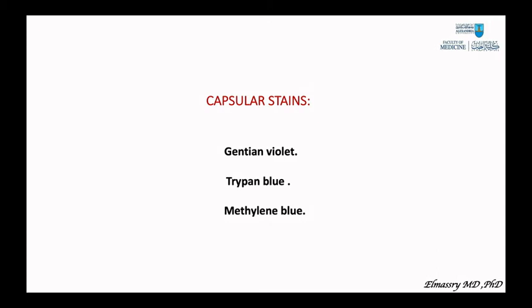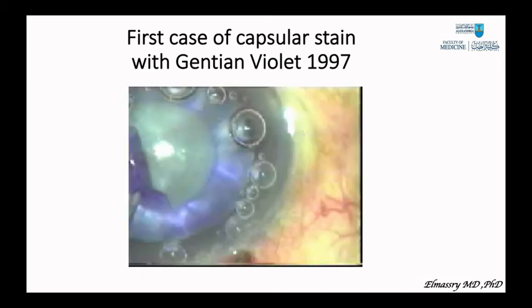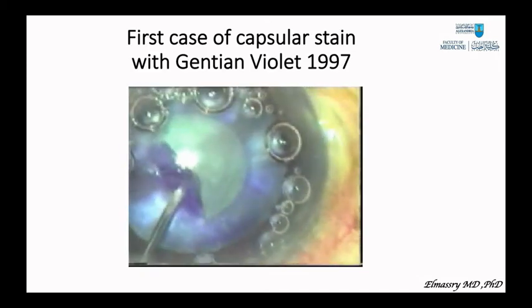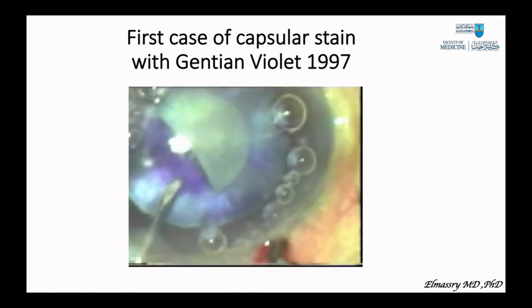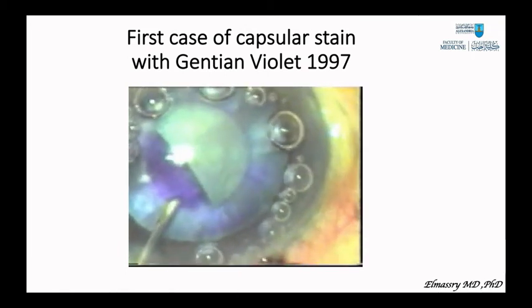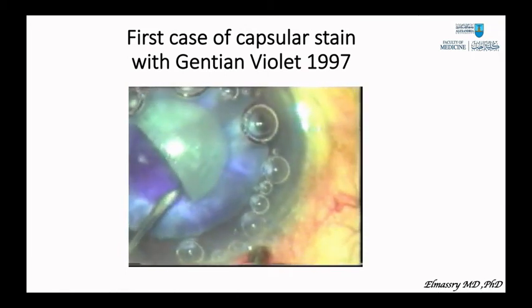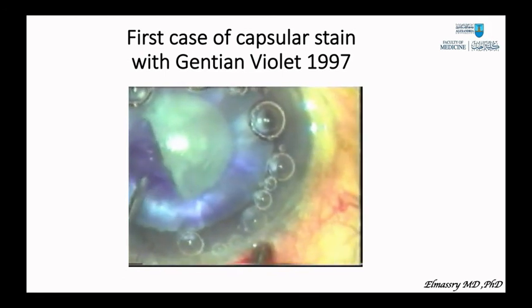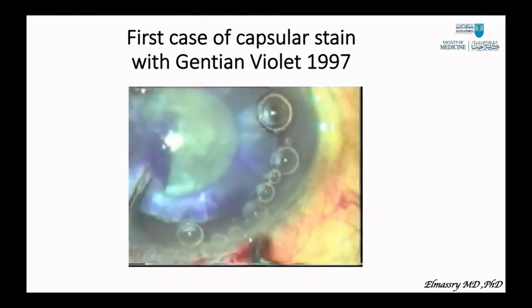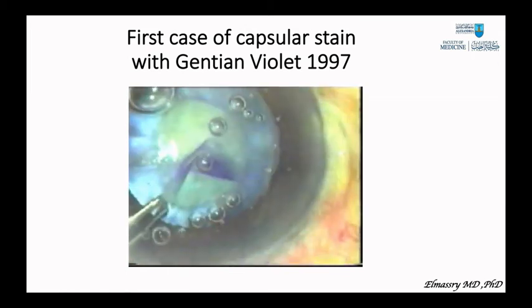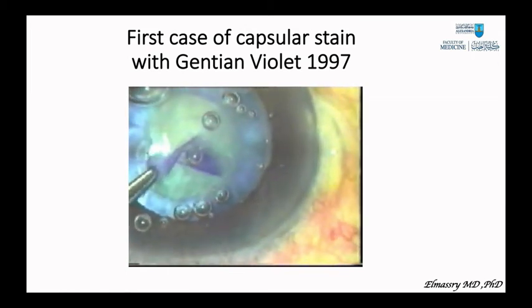We did research on the different types of stains, and we found that trypan blue is the least toxic, followed by gentian violet, and the most toxic is methylene blue. This is one of the first cases, or maybe the first case, of staining with gentian violet, and you see here that the stain is violet, not blue, because of the gentian violet. And of course the quality of the video is not so good because it is a very old video.